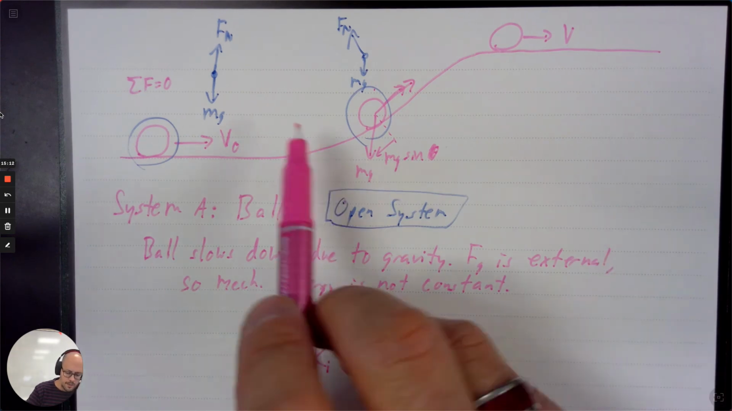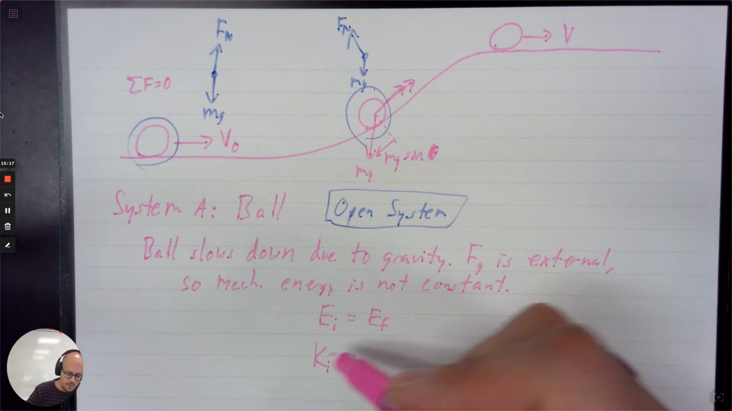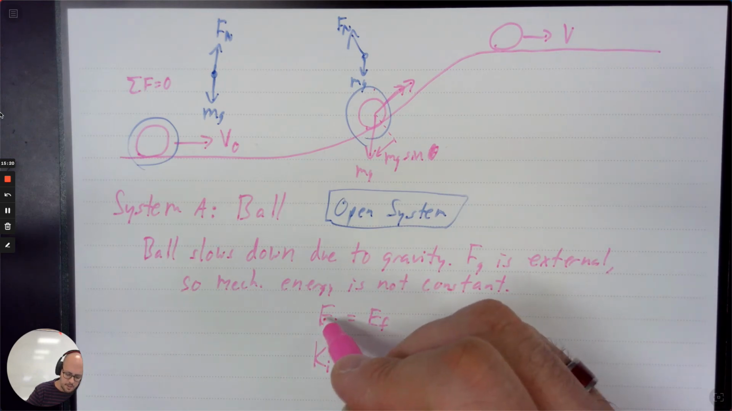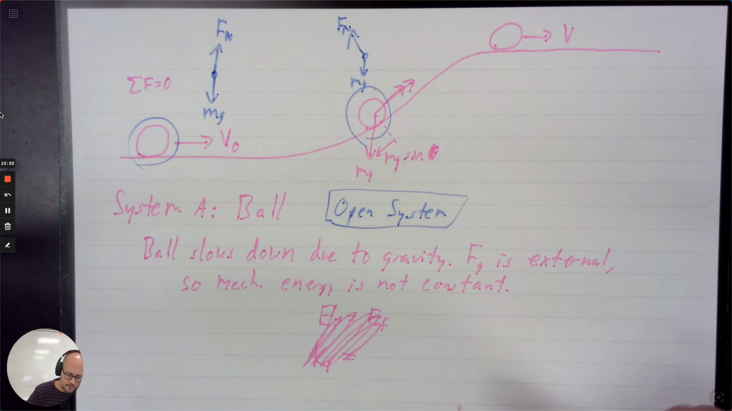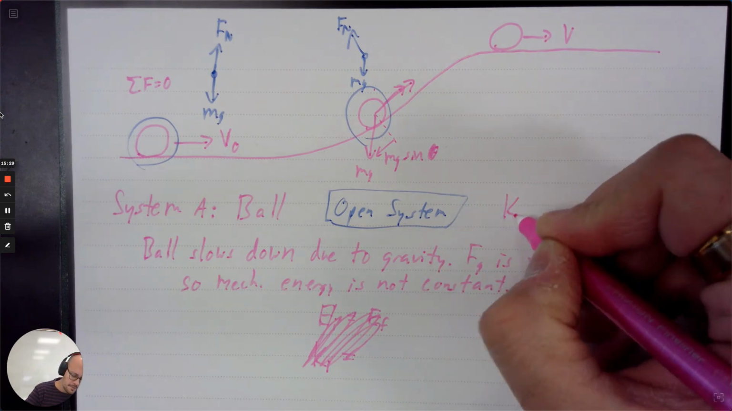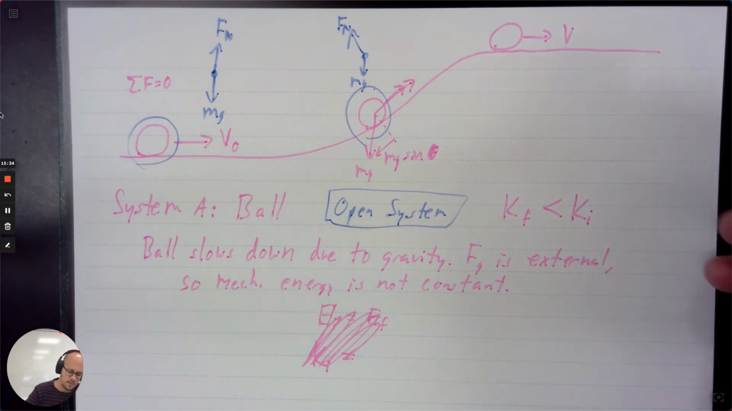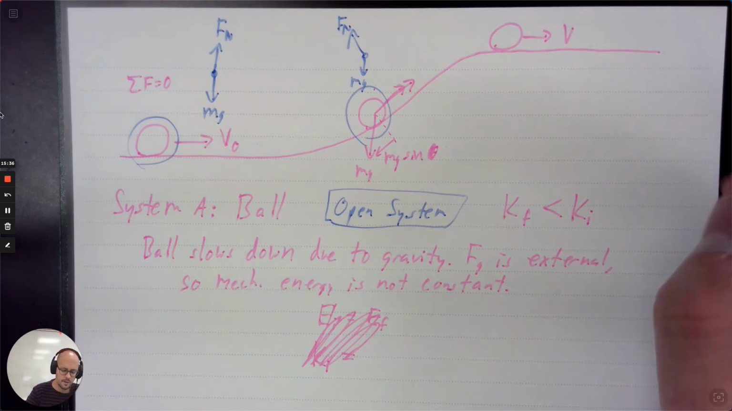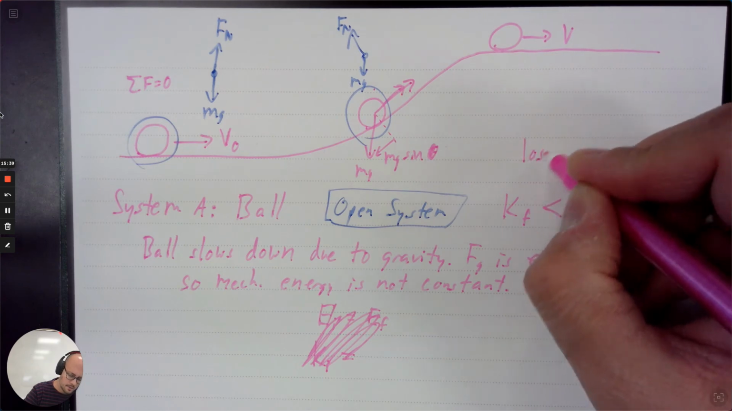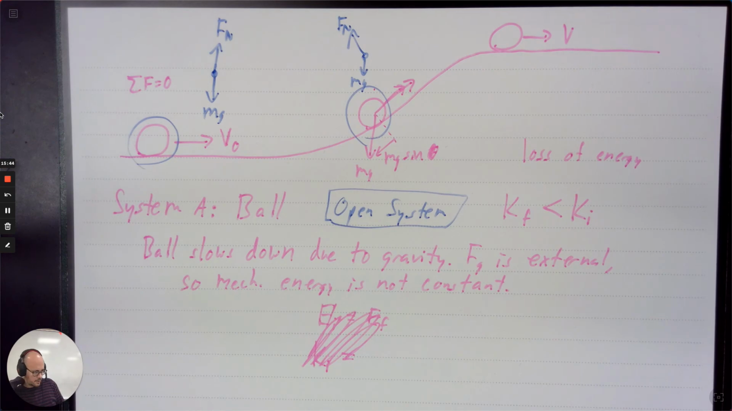And okay, if we get over here, or sorry, I actually have to backtrack there. We can't talk about this right now. We have to talk about the fact that it takes two objects to store energy. So this is an open system. The final kinetic energy it has is going to be less than the initial kinetic energy that it started with. So there is a loss of energy according to this. So this is not a conservation of energy situation if my system is just the ball.